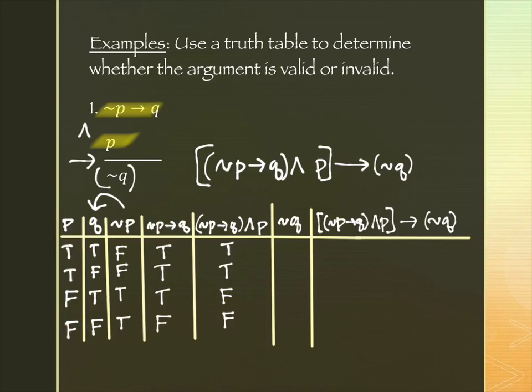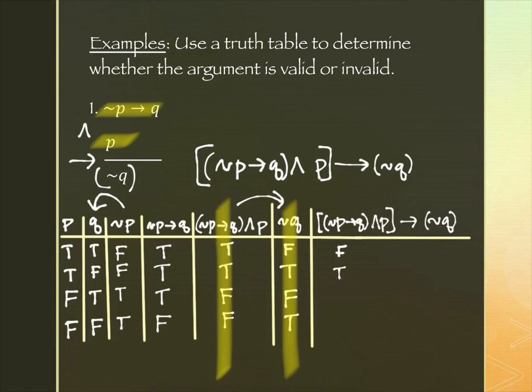Now I have a tilde Q column. What will tilde Q look like? False, true, false, true. Going back to my Q column and reversing things. And then my last column takes the previous 2 columns and it does an implication between them. So the first row says true, false. That's false. The next row says true, true. That's true. Then I have false, false. That's true. And I have false, true. That's true.